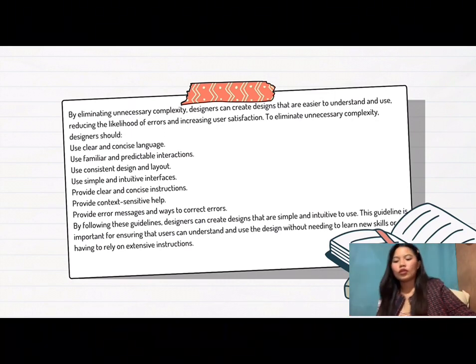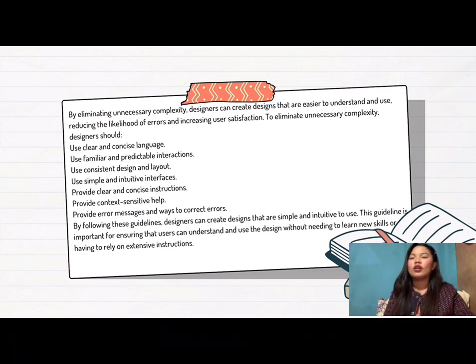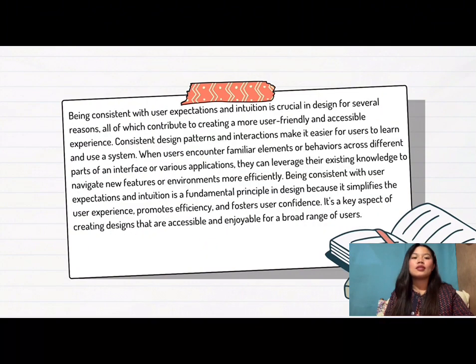Next is to be consistent with user expectations and intuition. Being consistent with user expectations and intuition is crucial in design for several reasons, all of which contribute to creating a more user-friendly and accessible experience. So the main reason why consistency is important is that consistent design patterns and interactions make it easier for users to learn and use a system.